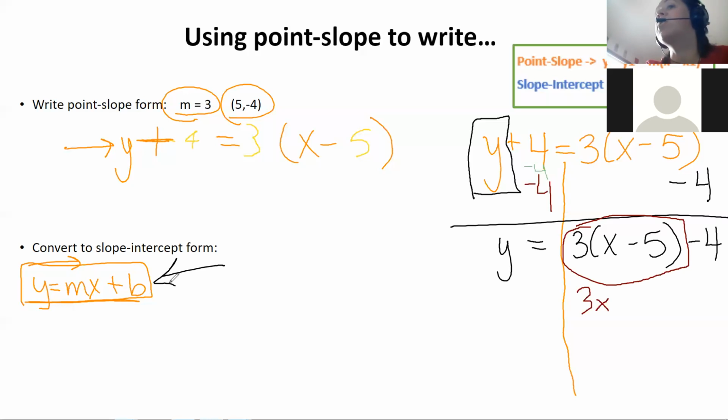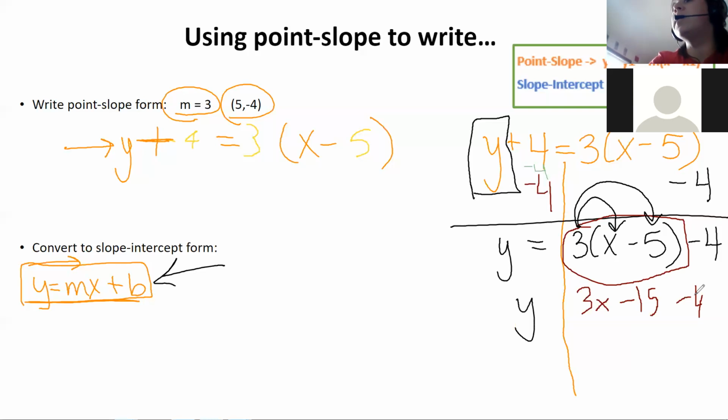Oh, that looks good so far. Looks like this clever person multiplied 3 by the x there. And then they multiplied 3 times the negative 5. Very good. And then that minus 4 is still at the end. Okay, then we got to take it one step further.